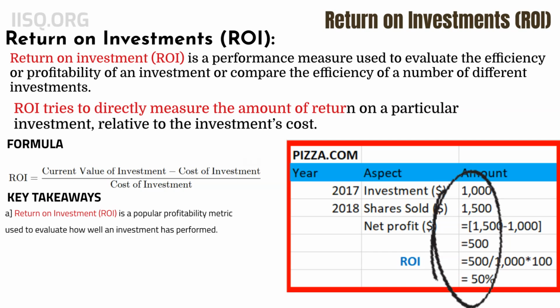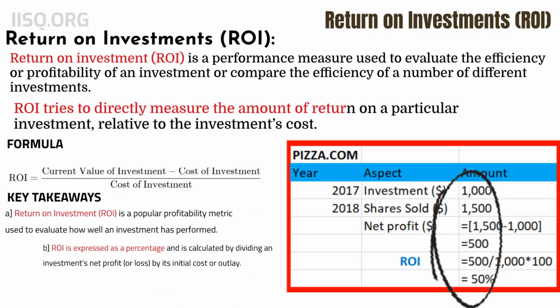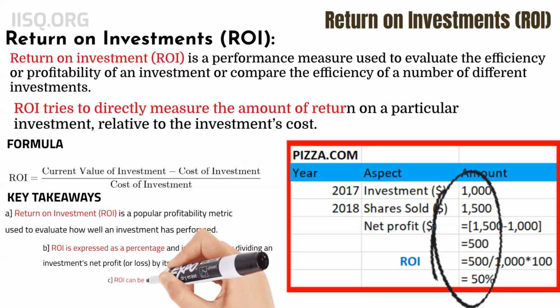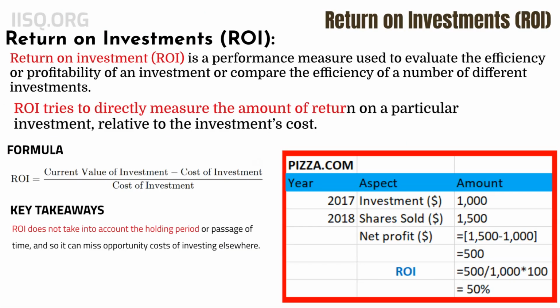ROI is expressed as a percentage and is calculated by dividing an investment's net profit or loss by its initial cost or outlay. ROI can be used to make apples-to-apples comparisons and rank investments in different projects or assets. However, ROI does not take into account the holding period or passage of time, and so it can miss opportunity costs of investing elsewhere. If an investment's ROI is net positive, it is probably worthwhile to invest in that project.